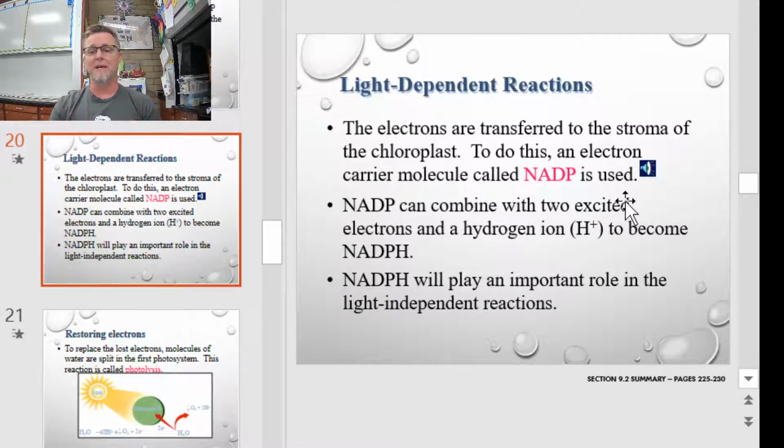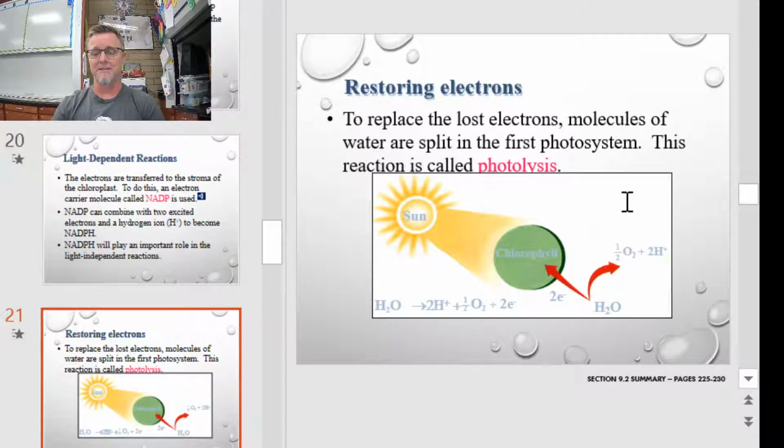Now, before we leave the light dependent reactions, we also have to talk about this. Each chlorophyll, as it's struck by light, will lose electrons. Those electrons have to be replaced. So there is yet another chemical reaction that occurs to help replace those lost electrons, and it's called photolysis. Photolysis basically occurs when water is struck by sunlight in the same way that sunlight strikes the chlorophyll. So water will be split into 1/2 O2 and 2 hydrogen ions as a result of sunlight striking it.